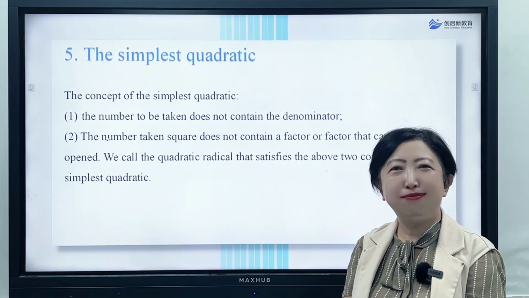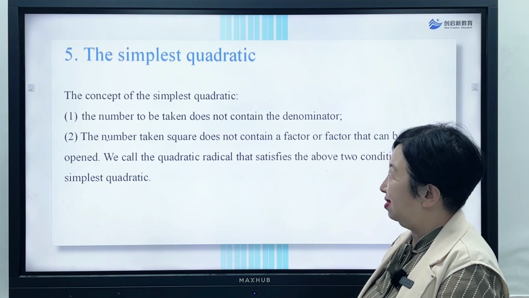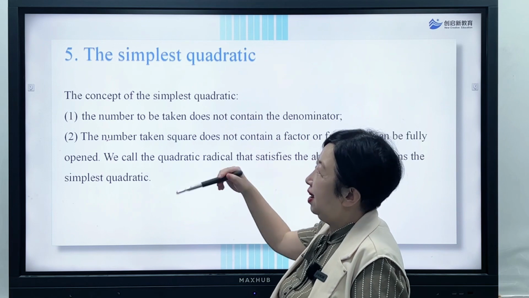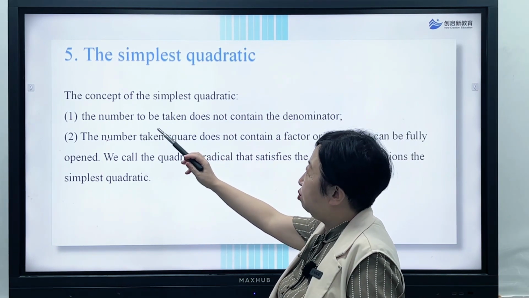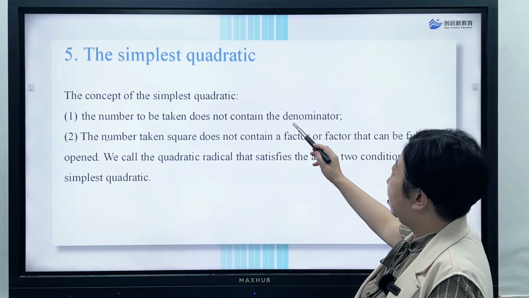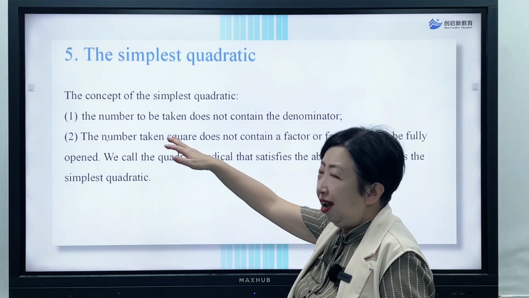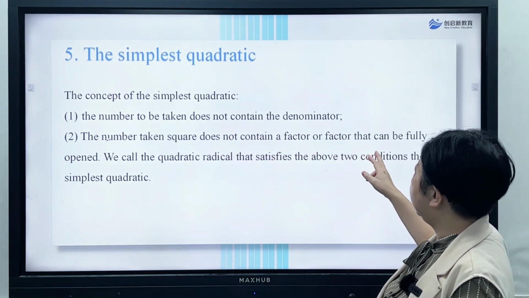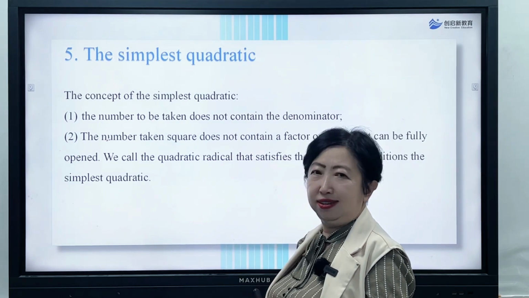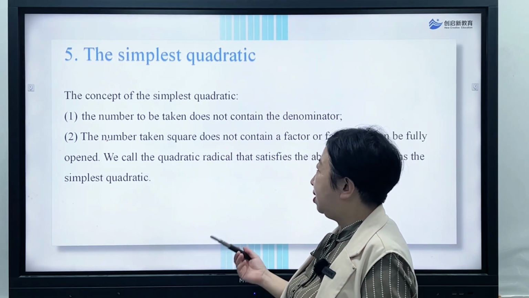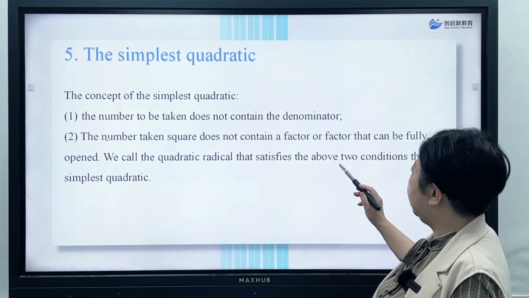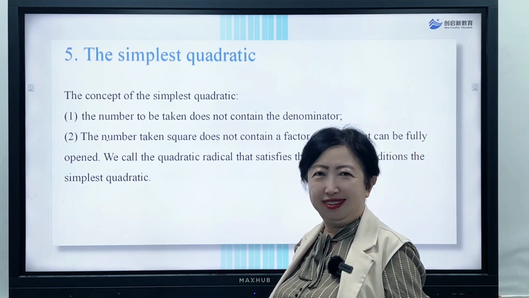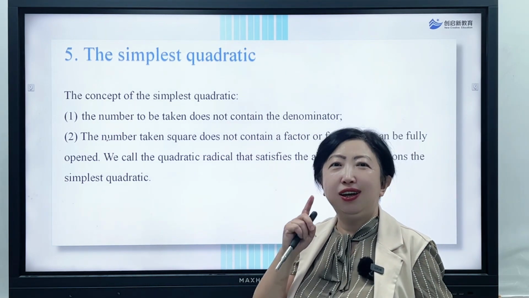Let's go on to learn some concepts of quadratic radicals. What is the simplest quadratic radical? First, the number under the square root does not contain a denominator. Second, the number under the square root does not contain a factor that can be fully taken out of the root. We call a quadratic radical that satisfies the above two conditions the simplest quadratic radical. This is a very important concept.